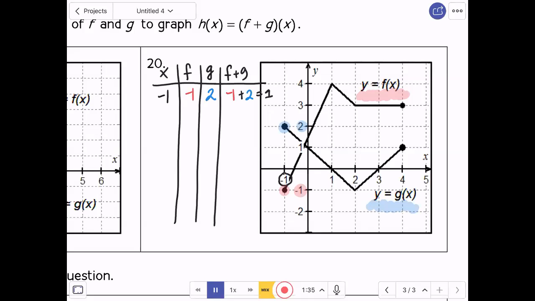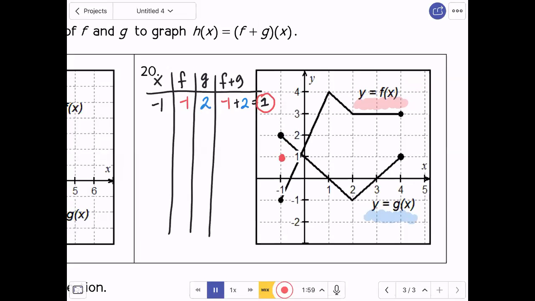Now I am going to plot the new points. At -1, your y value will be 1. So here, this is a new point. All right, we are going to repeat the same process. Now I am going to look at where x is 1.